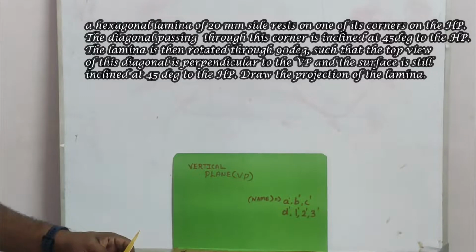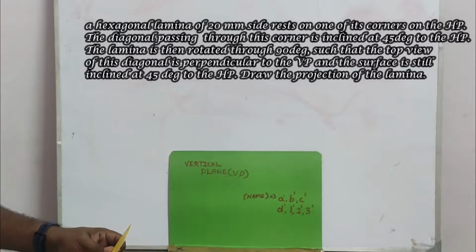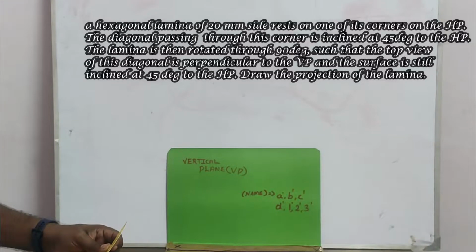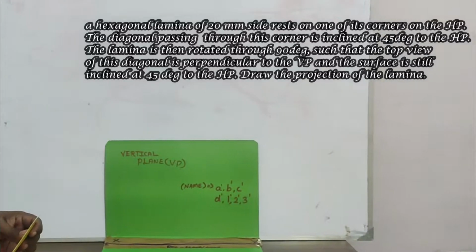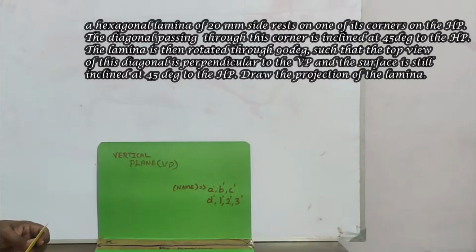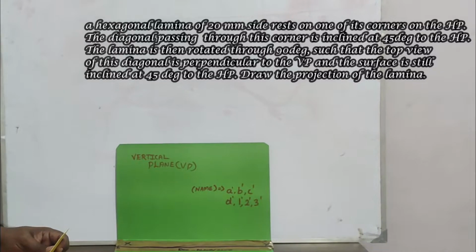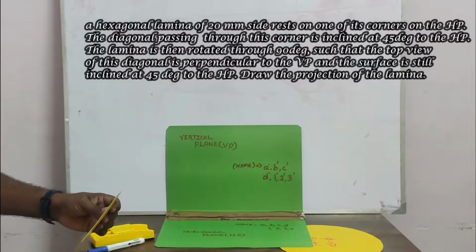The lamina is then rotated through 90 degrees such that the top view of this diagonal is perpendicular to the VP, and the surface is still inclined at 45 degrees to the HP. Draw the projection of this lamina.